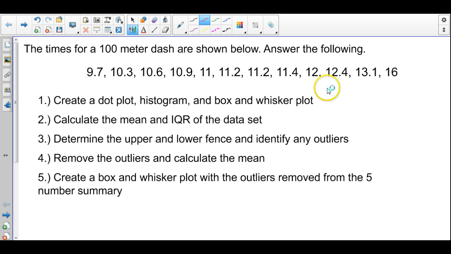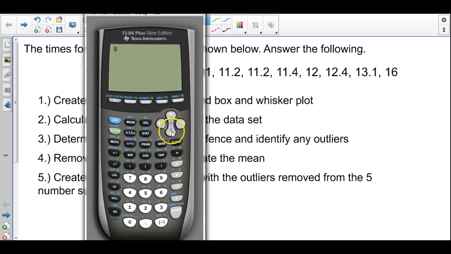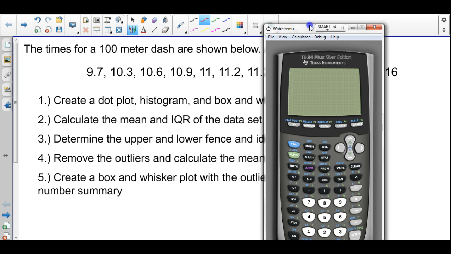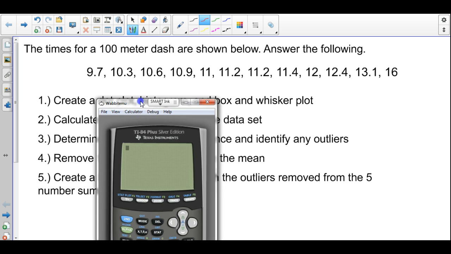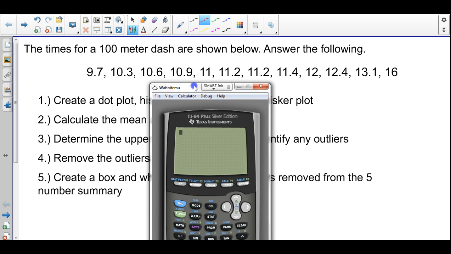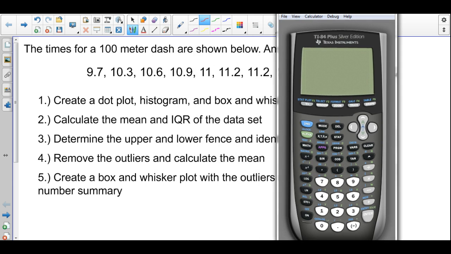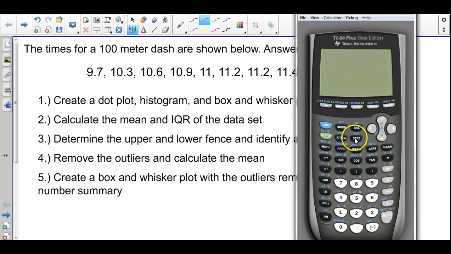So let me pull up a graphing calculator. I'm going to enter my data in, which is going to do a lot of the work for me by calculating the mean and median and all that stuff right away, and the 5-number summary. So what I'm going to do is calculate all that stuff. I'm going to first go to stat, and then we're going to edit and put all these numbers in.